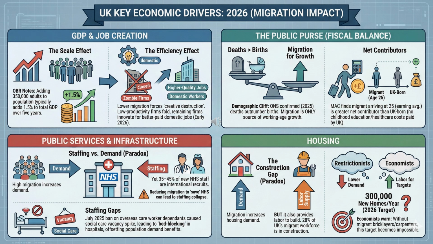Housing. The construction gap. While migration increases housing demand, it also provides the labour to build homes. 28% of the UK's migrant workforce is in construction. Restrictionists argue for lower demand, while economists warn that without migrant bricklayers and carpenters, the 2026 target of 300,000 new homes per year becomes impossible.